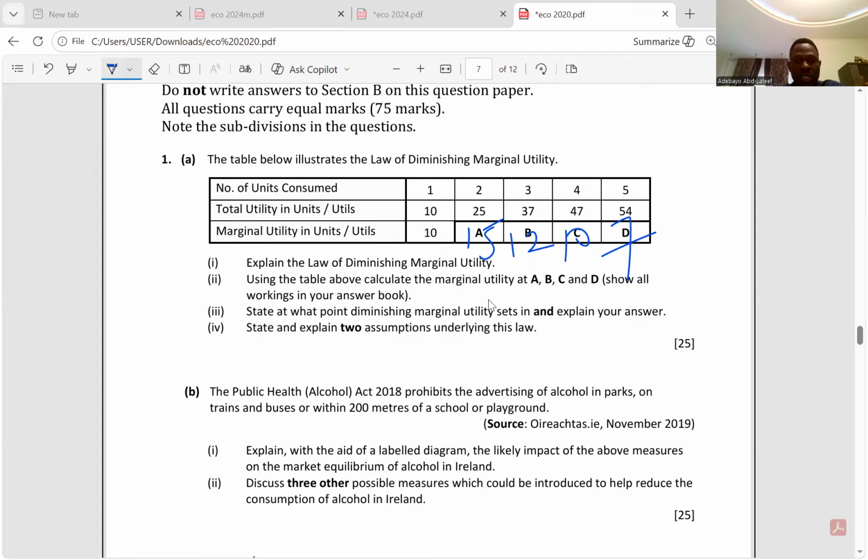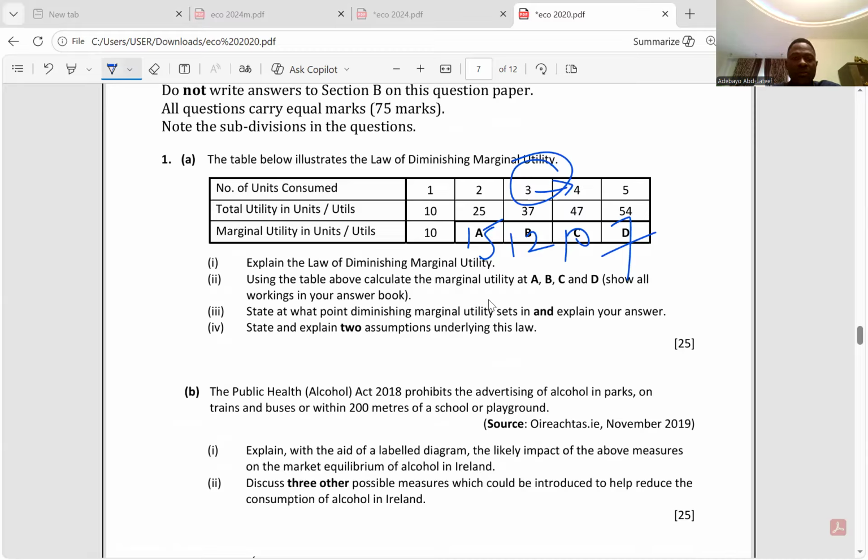That's Roman figure 2. Then we have Roman figure 3. State at what point diminishing marginal utility sets in and explain your answer. The law of diminishing marginal utility sets in at the third consumption, right? At third. The diminishing marginal utility sets in at 4. Taking the fourth one, between 3 to 4, yeah, between 3 to 4.